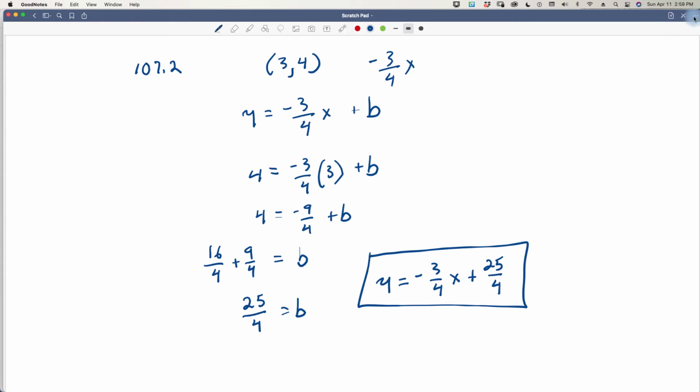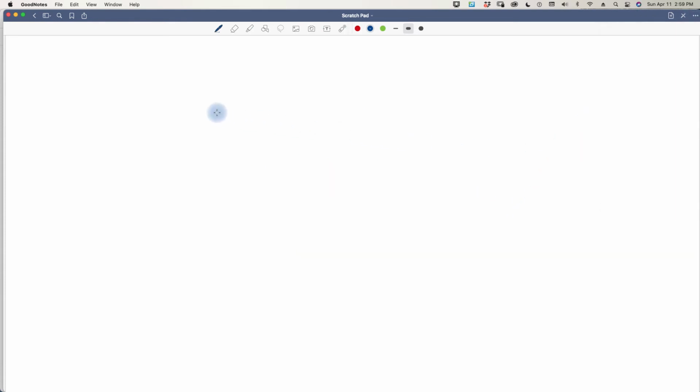And we have 2 more examples. So let's clear the page and do those. 107.3. I'm going to let you guys do this one on your own. It says find the equation of the line that passes through point (-5, 11) that has a slope of 1 over 7. That's your slope. All right, so pause, solve this problem, find the equation of the line that passes through the point (-5, 11) with a slope of 1 over 7. So pause the video and come back to me, and we'll see if you got it right.